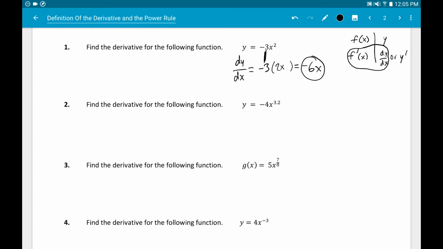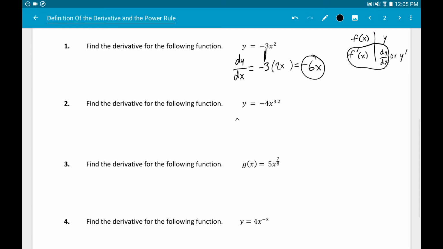Okay, number 2, same thing. We've got a decimal exponent, but that doesn't matter. It doesn't change the rule. So negative 4 can come down, and then the derivative of x to the 3.2 would be: move the exponent out front, rewrite x, subtract 1 from the exponent. 3.2 minus 1 is 2.2. So we can go ahead and say negative 4 times 3.2 here is negative 12.8, x to the 2.2.